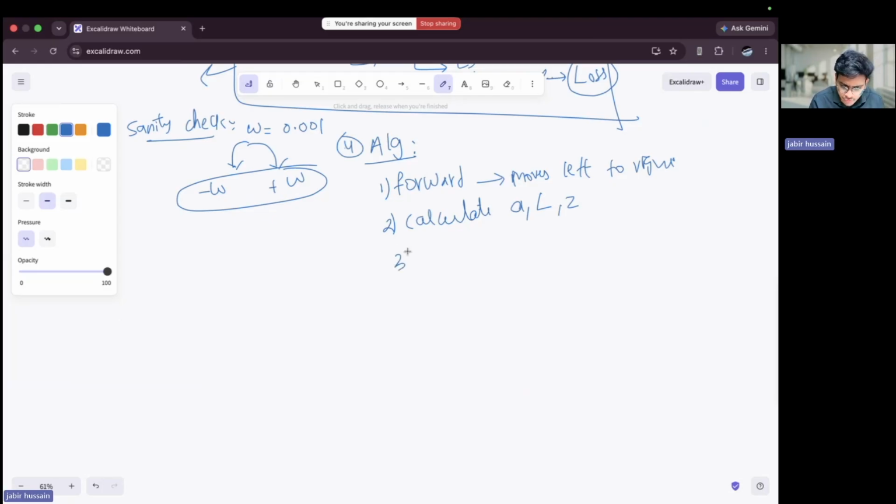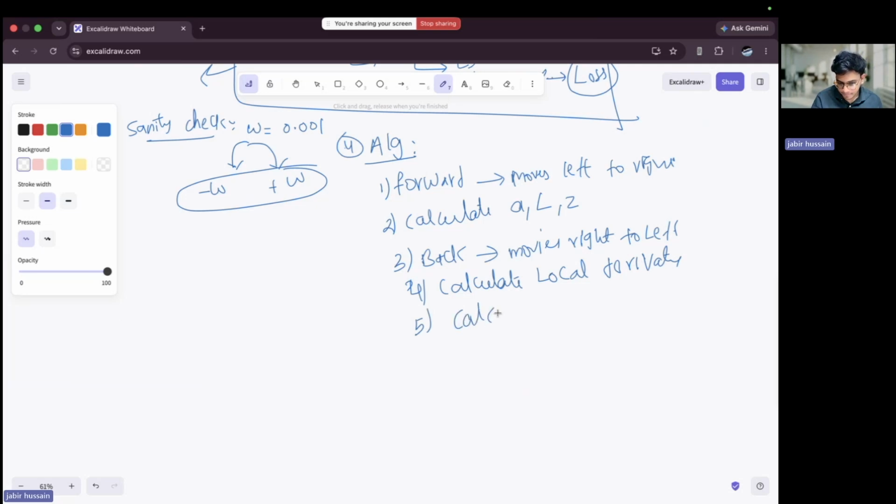Now, after that, we apply the backward pass. In the backward pass, we move from the last block right to left. And what do we do here? We calculate local gradients, local derivatives. After calculating local derivatives, step 5 is calculate the gradient.